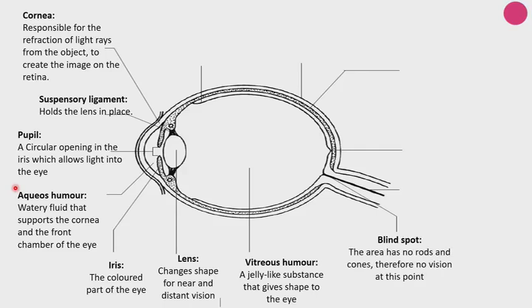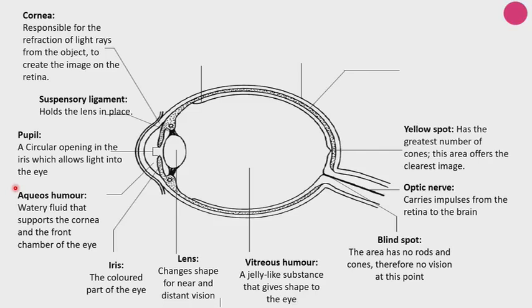Then the blind spot is the area where our optic nerve enters and leaves the eye, as well as many blood vessels supplying the choroid with blood. The blind spot is an area where no vision can be interpreted because there are no rods and no cones, no photoreceptors to pick up on light.